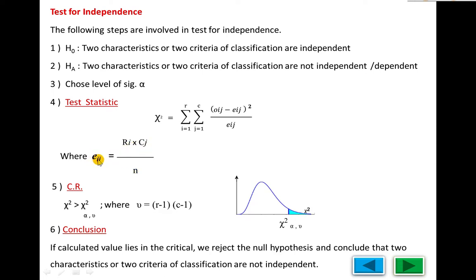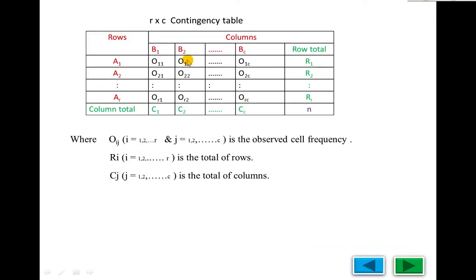RiCj for E11. This is the O11 observed frequency. For expected frequency, the notation will be E11. E11 means first row, first column: total of first row R1 multiplied by total of first column, divided by n. The same applies for all cell expected frequencies: we use the corresponding total of the column multiplied by the total of the rows, divided by the grand total.